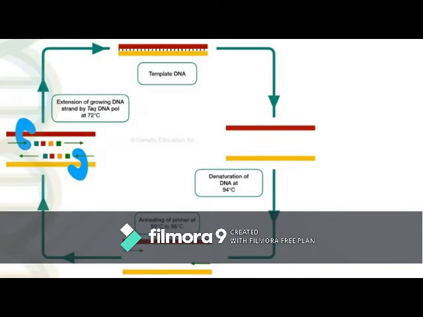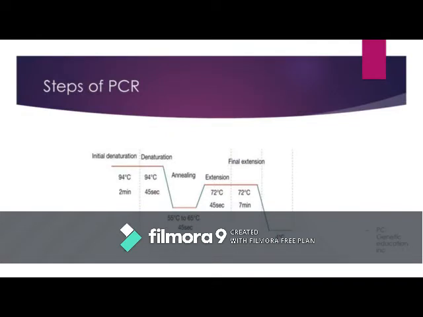The third step is extension. After binding to the primer, it's time to extend the DNA strand. In the extension step, the Taq DNA polymerase comes into action and adds dNTPs to the growing DNA strand. The temperature for extension is 72 degrees Celsius for 45 seconds. After the completion of all the cycles of denaturation, annealing, and extension, one more time a final extension is performed by the PCR machine for 7 minutes.